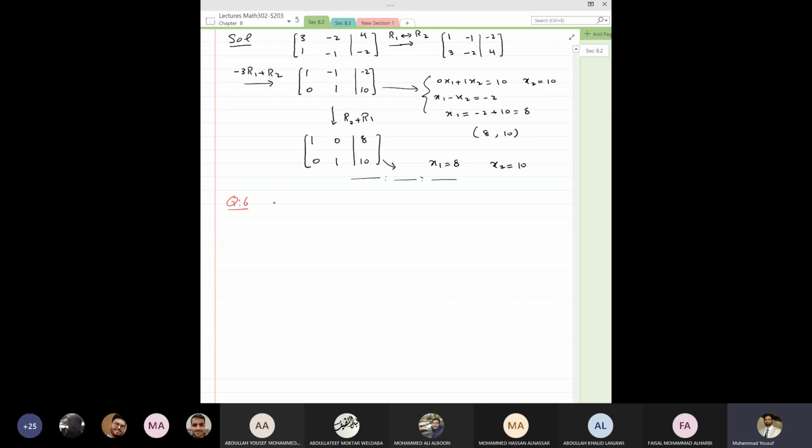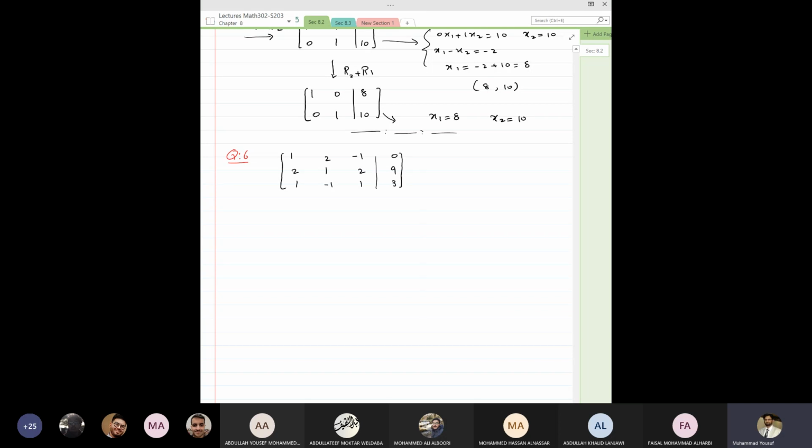Let me save my time and write the augmented matrix directly. 1, 2, minus 1, 0. Second equation is 2, 1, 2, 9. Third equation is 1, minus 1, 1, 3. So this is the augmented matrix.